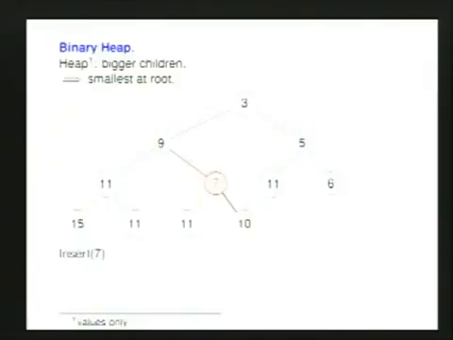I'm inserting 7. So how do you insert? One of the things I want to do is insert, I want to delete, and I want to decrease key. So when I insert, this one shouldn't have been there before because I hadn't inserted it yet, but now I'm inserting it. And now what I do is I put it at the bottom. So what's the problem here?